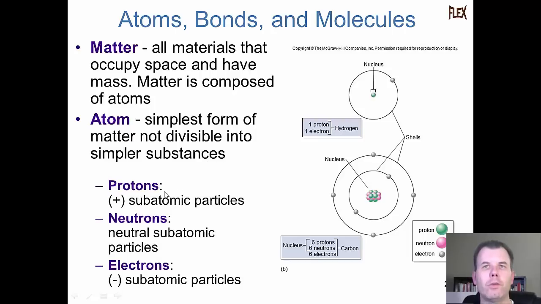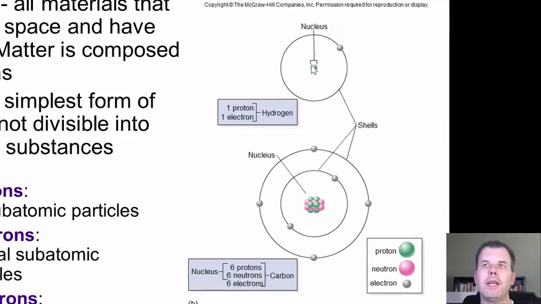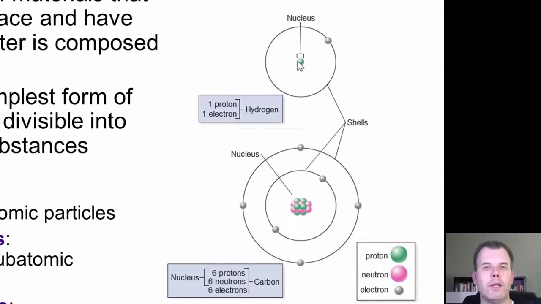You have the protons, which have the positive charge. You have the neutrons, which have the neutral charge. And finally, the electrons, which have the negative charge. And here are our models of the atoms. Typically, you'll see the proton and neutron in the nucleus. Okay, in the hydrogen, you only have the proton, no neutron.